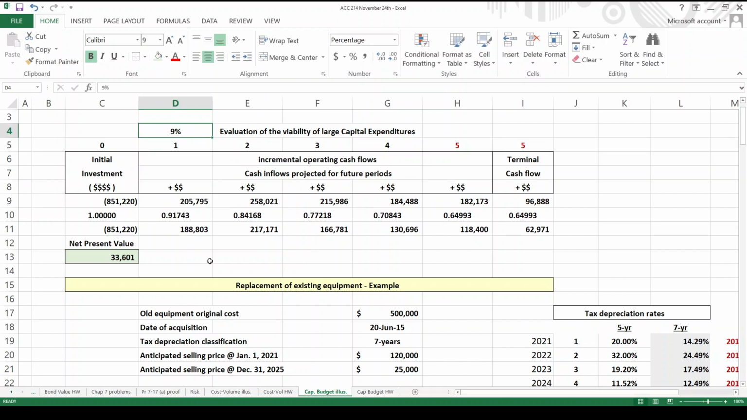So let's try 9%. It's still positive. Means what? It means the return is greater than 9%. Let's try 10%. Still not there yet. Let's try 0.105. Now it just went negative. So this is like the bond thing, right? We have to do a little trial and error.